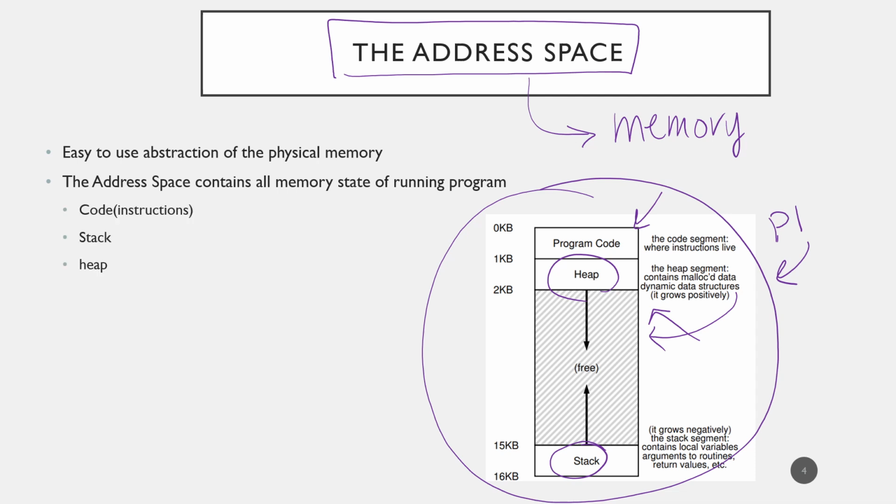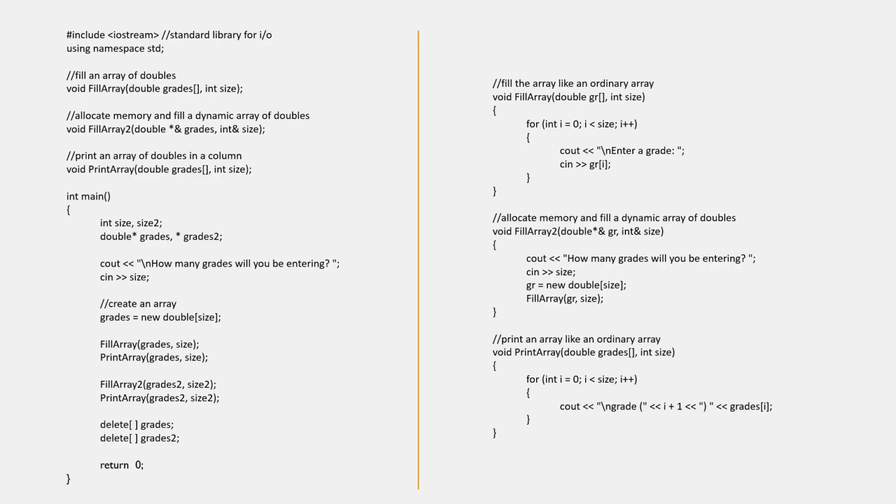And you have your code, your stack, and your heap, and there's other things, but that's the basic structure of what's used for each process. So here's an example of code. This is an example of a dynamically allocated array. You should be familiar with arrays before we talk about dynamic arrays.